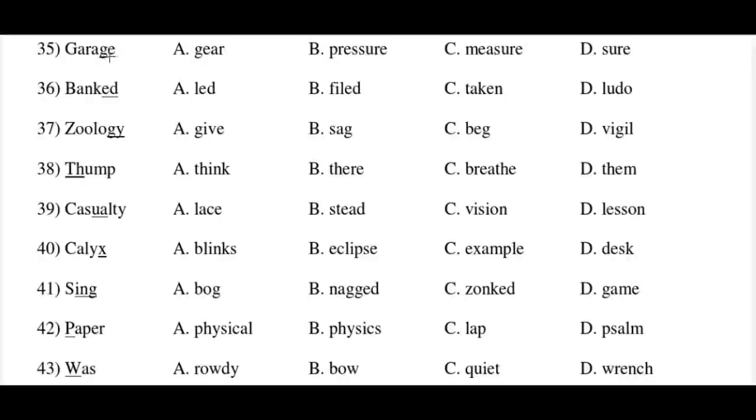Garage. The underlined sound is j. So option A, gear, g. Option B, pressure, sh. Option C, measure, zh. And option D, sure, sh. So the answer is measure.